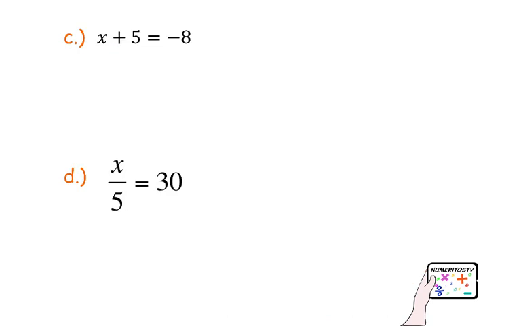What about this one? You can also have those integers, the negatives and the positives. So you need to apply carefully the rules of adding and subtracting integers.